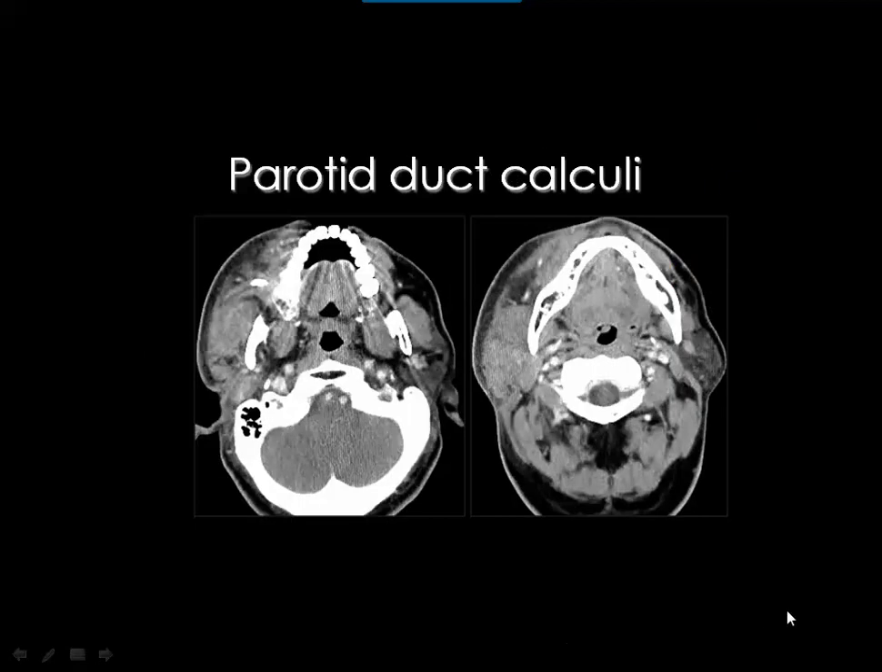Then another example. Here you can see a stone near the terminal part of the parotid duct, and the duct is dilated. The parotid gland is enlarged, it is enhancing, and very importantly, you look at the subcutaneous fat, which is stranded or dirty.